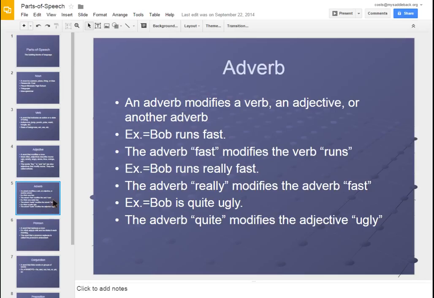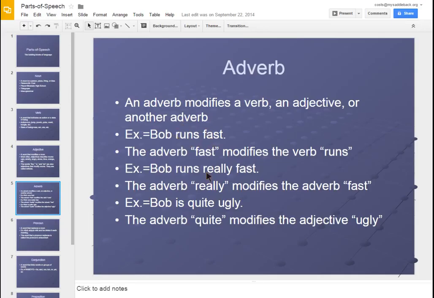Next, adverb. An adverb is a word that can modify a verb. It's probably its most common function. It can modify an adjective, or it can modify another adverb. In this example, we have Bob, our subject, our noun. We have runs, our predicate or verb. And we have fast. In this case, fast is the adverb that modifies runs. An adverb, and you should have this in your notes, usually tells us to what degree or to what extent, or answers how. So that's kind of the more conversational way to put it. So if I said Bob runs fast, I'm asking how does Bob run?